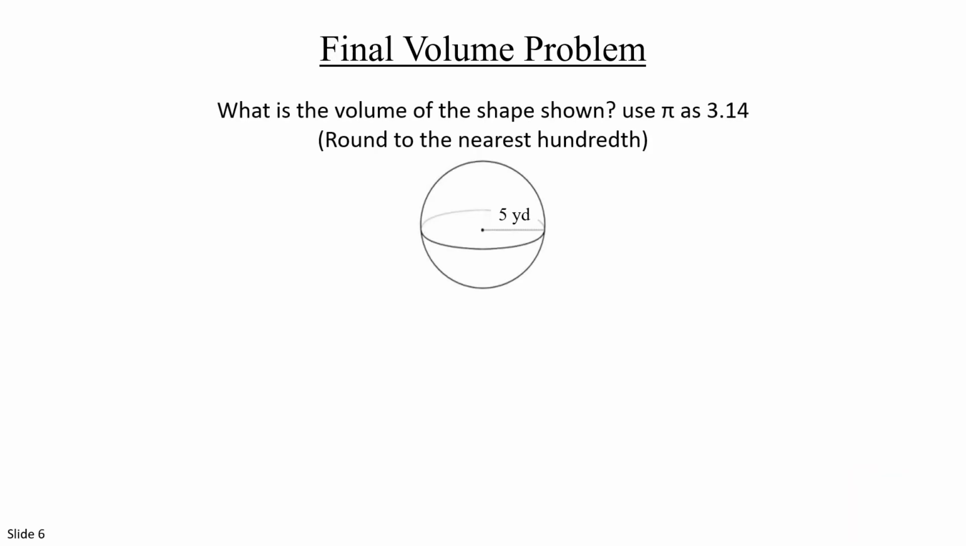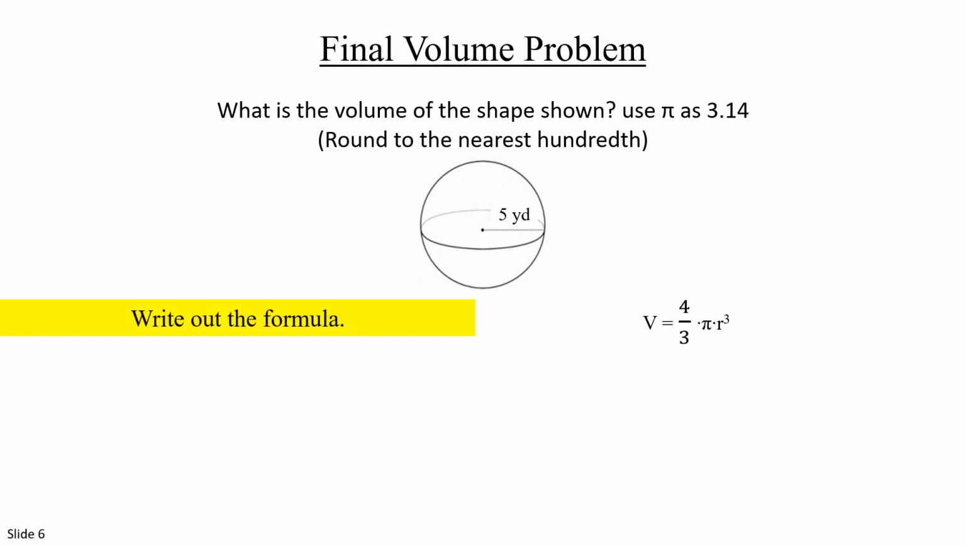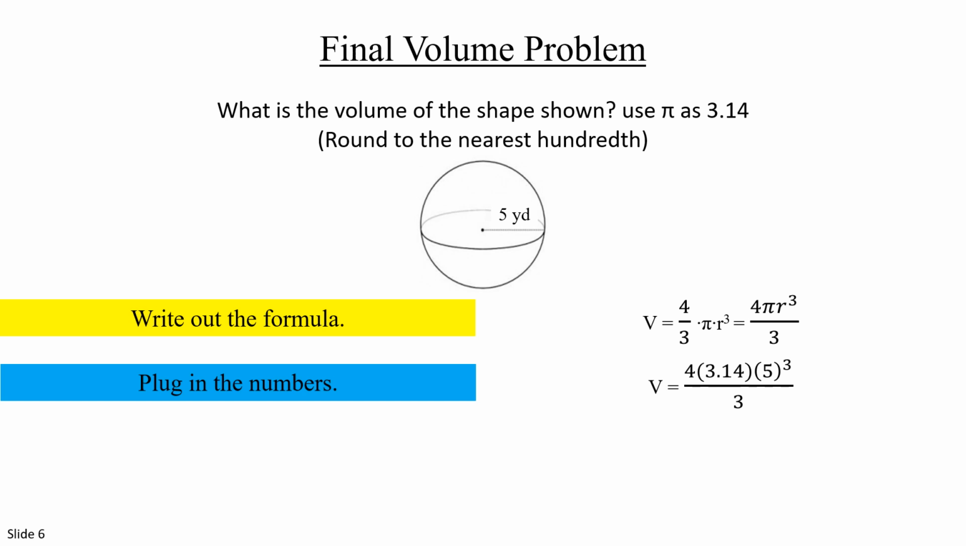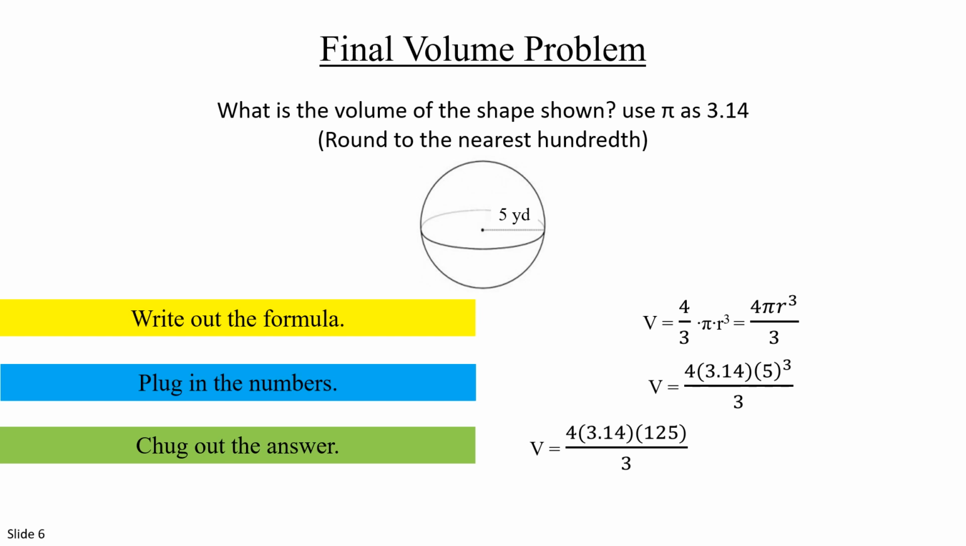So here's a final volume problem. What is the volume of the shape shown? Use pi as 3.14, round to the nearest hundredth. So it looks like a sphere or ball of radius 5. So we write out the formula. Volume is 4/3 pi r cubed, or as I prefer, 4 pi r cubed over 3. Plug in the numbers. Pi is 3.14 and the radius was 5. And then chug out the answer.